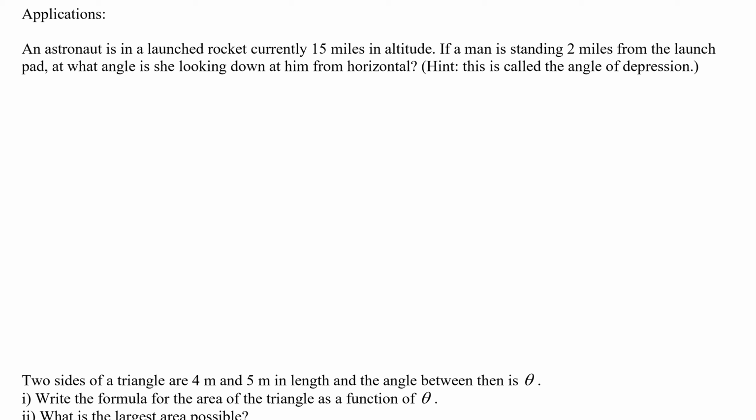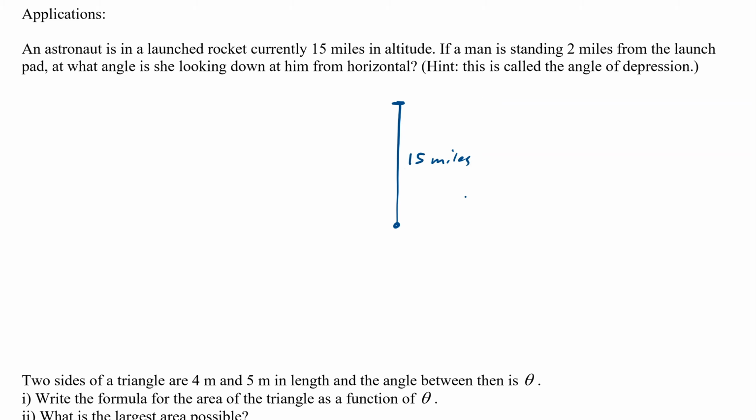So this is applications of our trigonometric equation. What they're going to do is form a triangle, and we're going to solve for that given value. So it says here an astronaut is in a launched rocket currently 15 miles in altitude. So we just think of it this way. Right here, they're at 15 miles. That's our distance here.